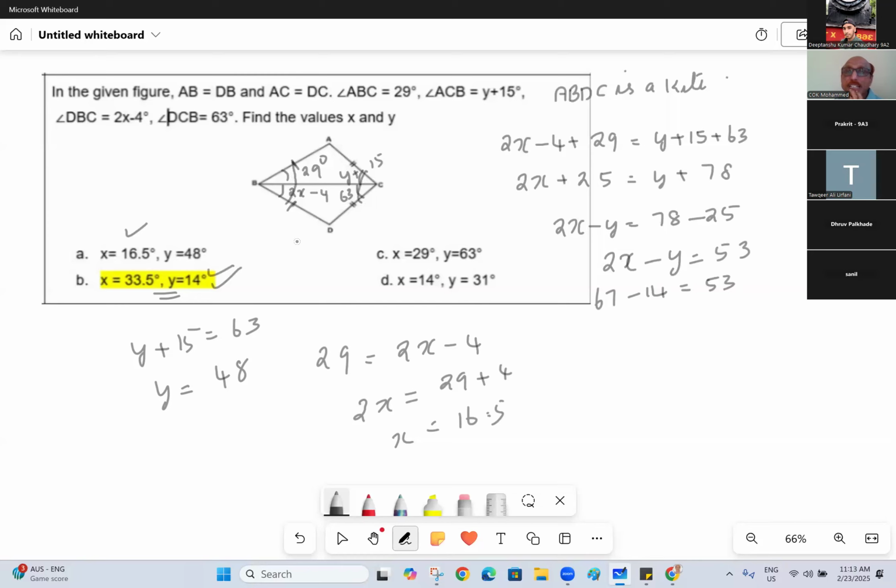Opposite angles of a kite are equal. A pair of opposite angles are equal. They use that property. But this is also correct.